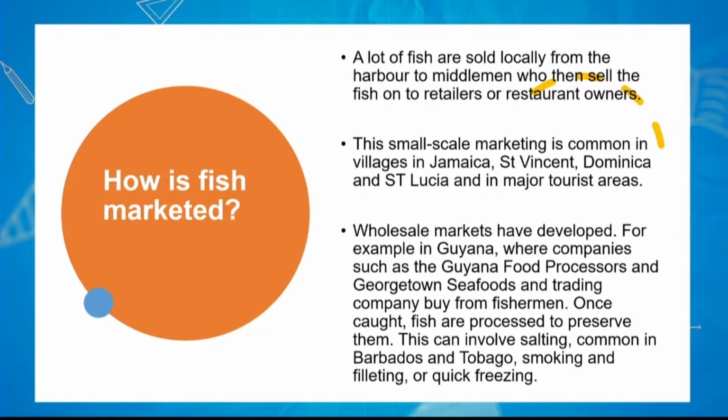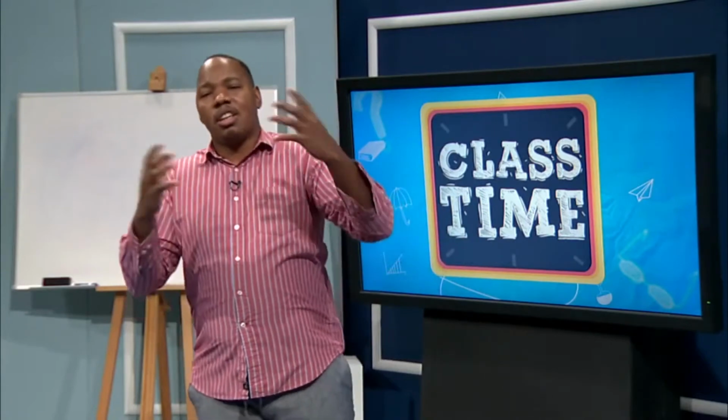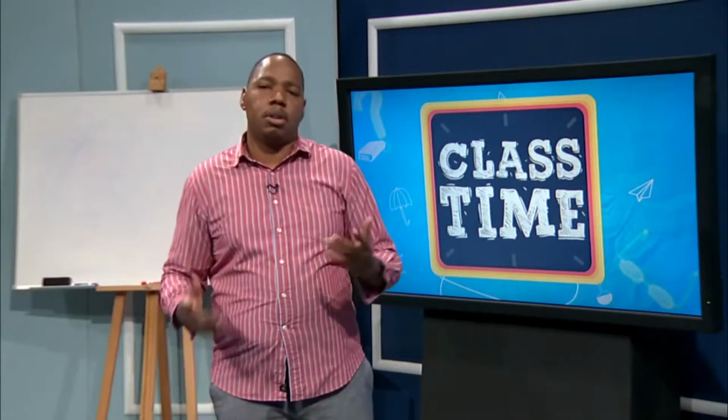Now you also have wholesale markets that have developed, and large corporations that distribute the resources of our fish supply. So, for example, in Guyana, you have companies such as the Guyana Food Processing Organization and Guyana Food Processors and Georgetown Seafoods. These companies distribute the products of the fishing industry to the market.